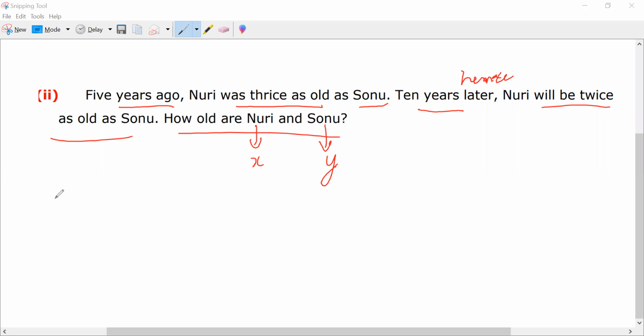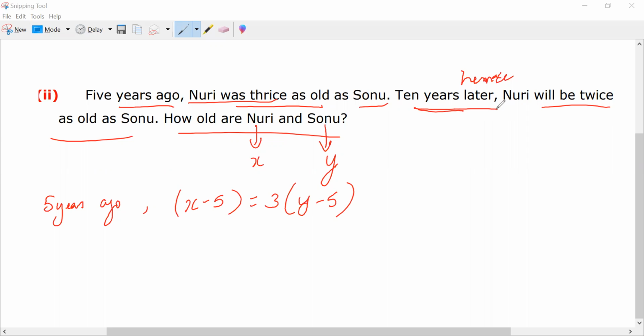First condition is what? 5 years ago. 5 years ago in the sense X minus 5 or Y minus 5. Nuri was thrice as old as Sonu, however you can pronounce this name. Correct? So X minus 5 equal to 3 into Y minus 5. Do not forget to put the bracket, especially in multiplication, or else it will go full wrong.